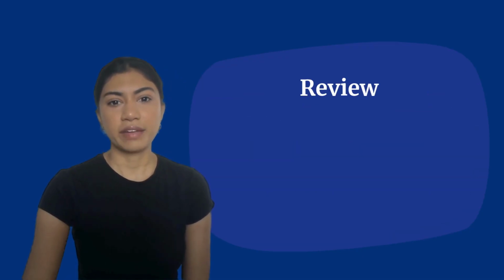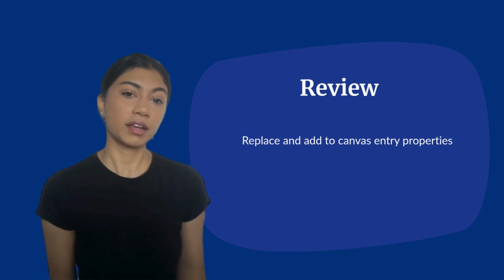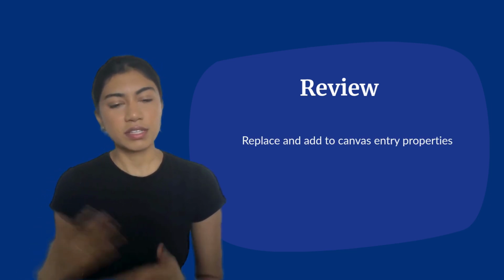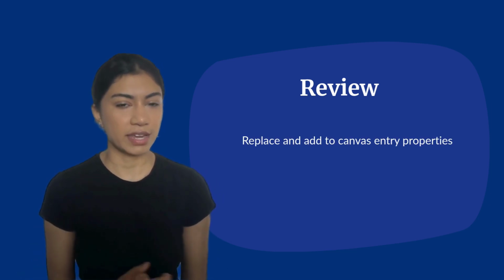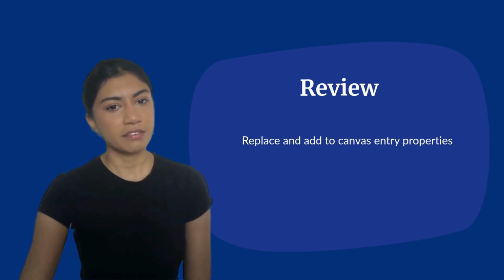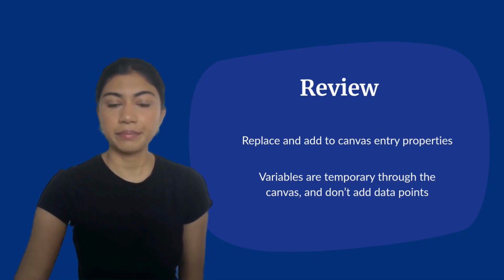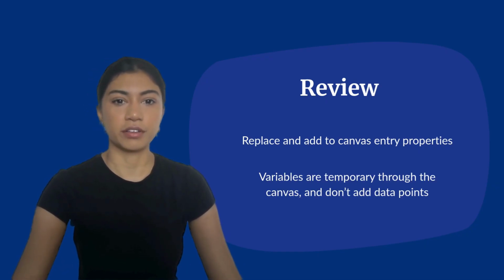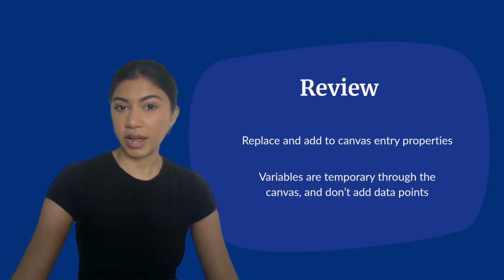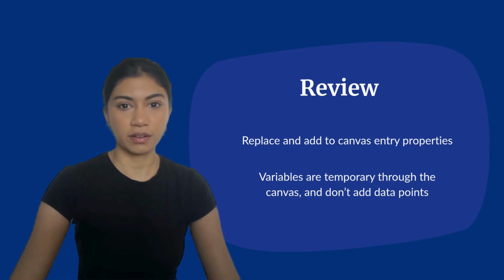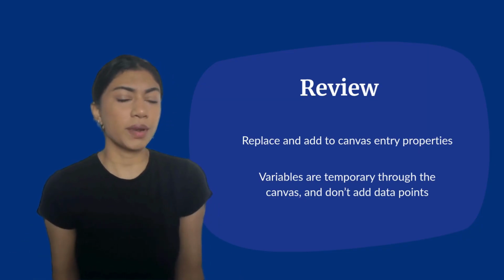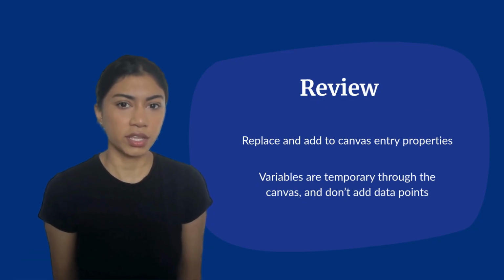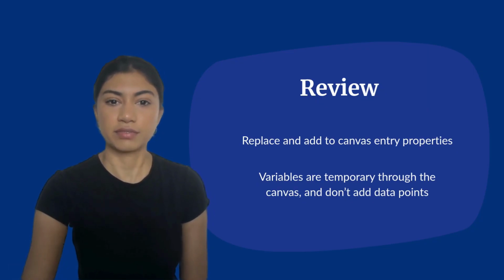In short, context steps replace and improve upon Canvas entry properties. They support static values, Canvas data, and user profile data, and the variables within it are temporary, accurate, and reset per user journey. They also don't add data points to the user profile. And importantly, they can open up new use cases for personalization that are tied directly to your current Canvas flow.